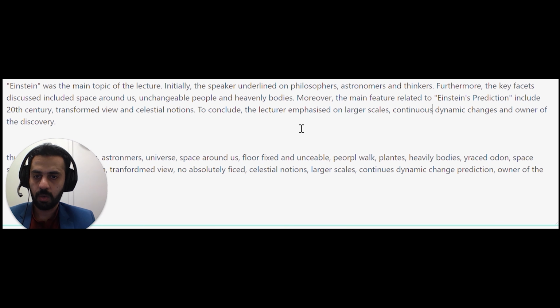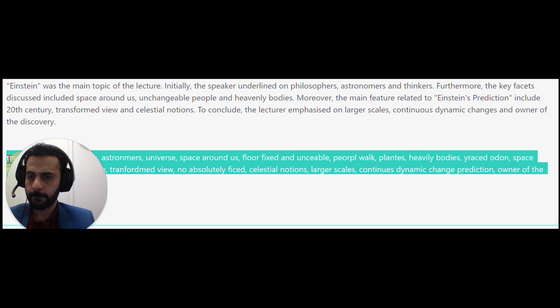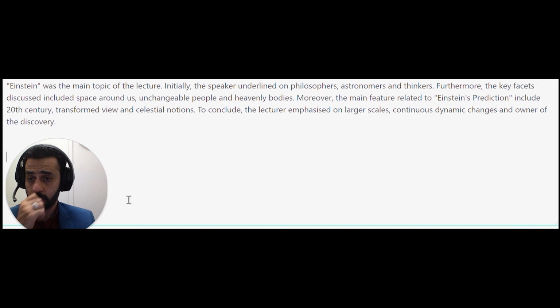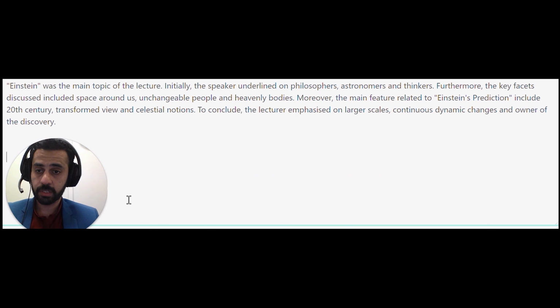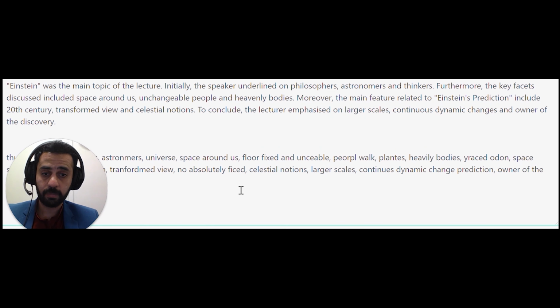Okay, now let me check how many words we have. So if I exclude it, I got somewhere around 63 words. My suggestion is write at least 65. Okay, because that will help you to get better content. So that means something else we can pick up from here.